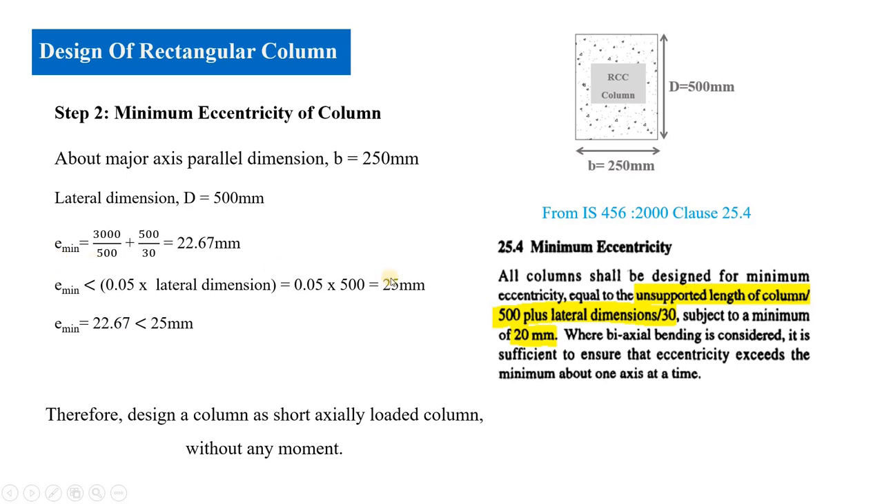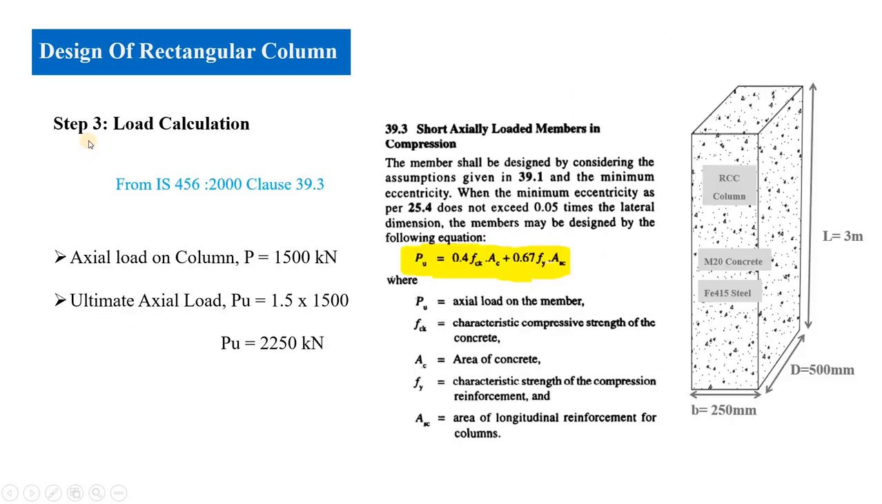We got e minimum by using the formula as 22.67, which is less than the e minimum by using this condition. Therefore, the column is designed as a short axially loaded column without any moment. If minimum eccentricity value exceeds this value, then we have to design a short column with a moment by using that eccentricity value.